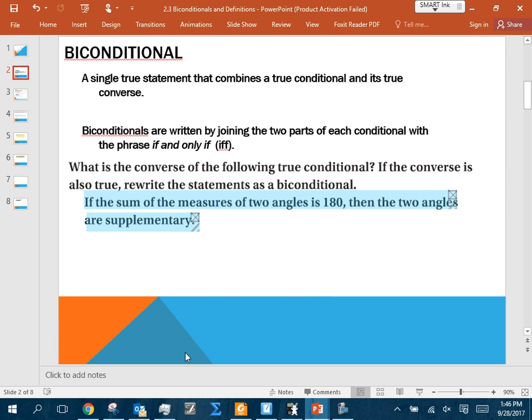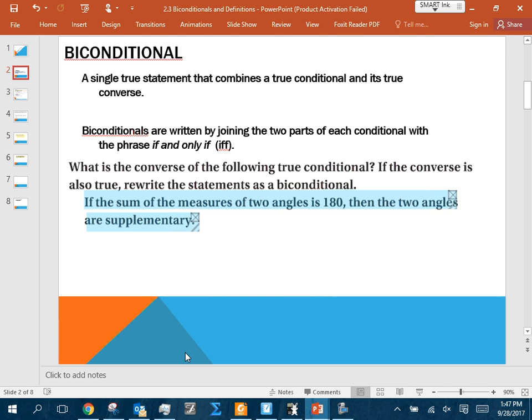Biconditionals are written by joining the two parts of each conditional with the phrase "if and only if." So now we're going to take the hypothesis of the original conditional statement and the conclusion of the original conditional statement, and instead of connecting them with the words if and then, we're going to connect them with the words if and only if. Yesterday, the if word was an identifier for the hypothesis. I told you that's kind of the picture you want to have in your mind. That's the situation that's occurring in front of you. And then the then part is the conclusion. The then part is the result that you gain from that.